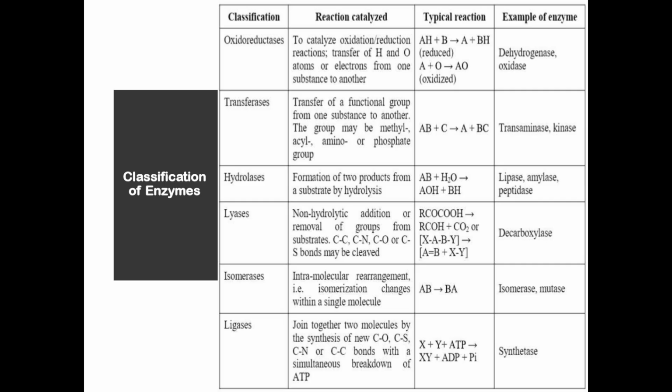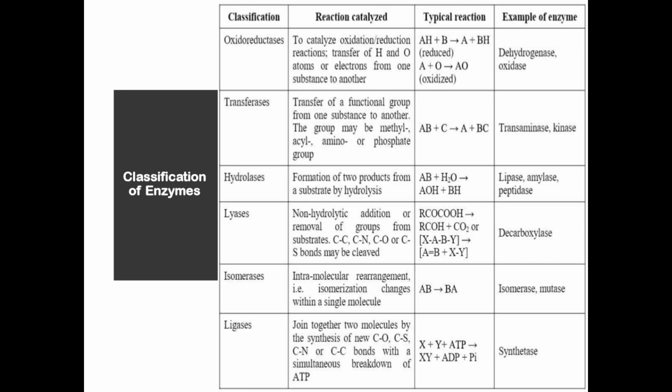Enzymes are classified into 6 major groups based on the reaction catalyzed. These include oxidoreductases, which catalyze oxidation-reduction reactions, such as dehydrogenase; transferases, which transfer a functional group from one substance to another, like kinase; hydrolases, which form two products from a substrate by hydrolysis, such as lipase; lyases, which perform non-hydrolytic addition or removal of groups, such as decarboxylase; isomerases, which perform intramolecular rearrangement, like mutase; ligases, which join two molecules together with the simultaneous breakdown of ATP, such as synthetase.